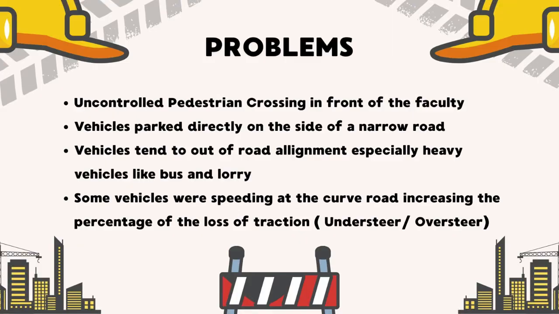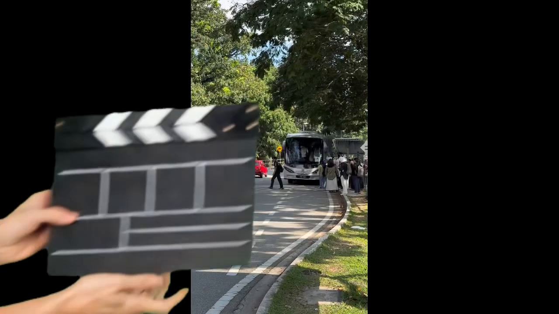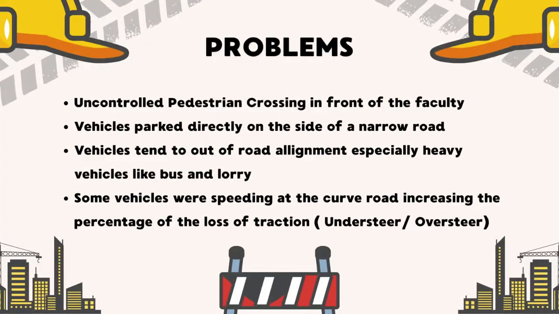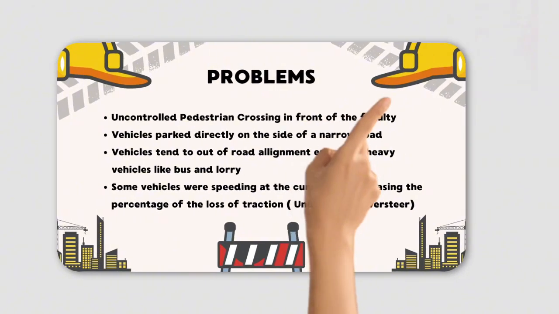The third one is vehicles tend to go out of road alignment, especially heavy vehicles like buses and lorries, which endanger other vehicles from the opposite direction. Lastly, some vehicles were speeding at the curved road, increasing the chance of loss of traction, which is understeer or oversteer, which will lead to an accident.